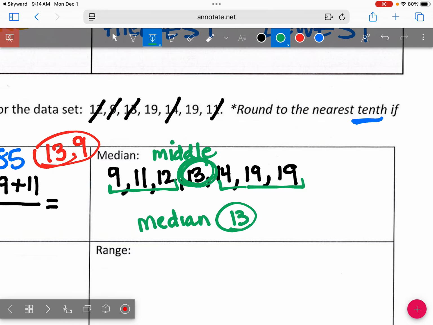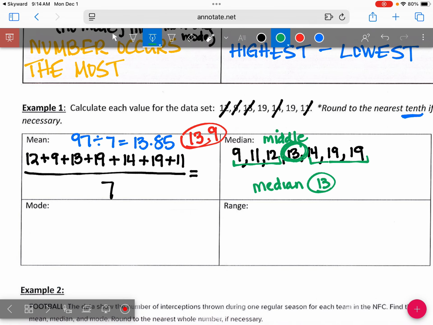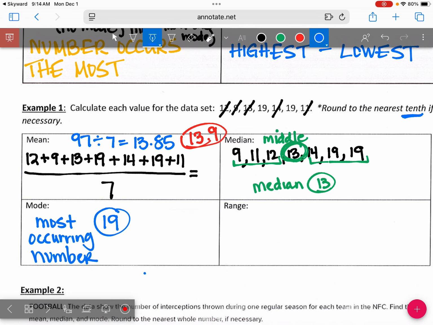Now, in this list, what number occurs the most? 19. Good. So that would be my mode. The most occurring number is 19. Again, you can have more than one mode or you can have none. But in this example, we do have 19 because there's 2 19s. That's why it's the mode. And then lastly, for the range, we're going to take our highest number, which is 19, subtract from that the lowest number, which is 9. And the range would be 10.